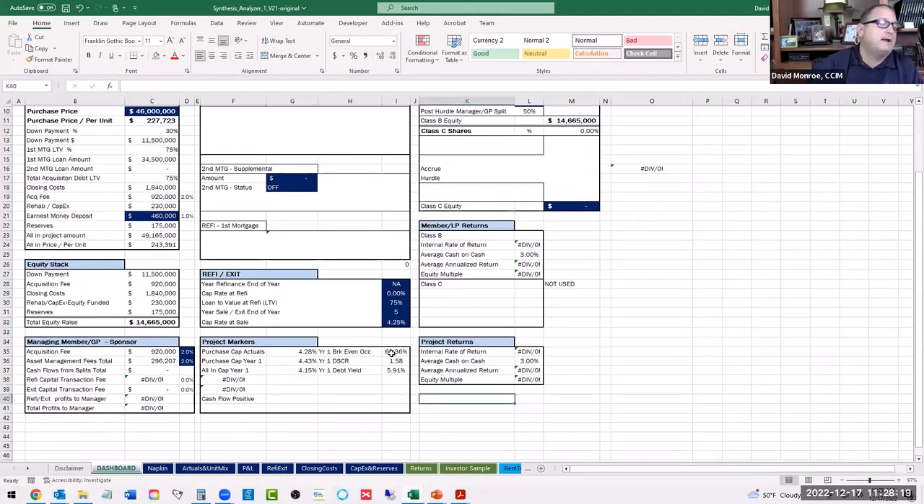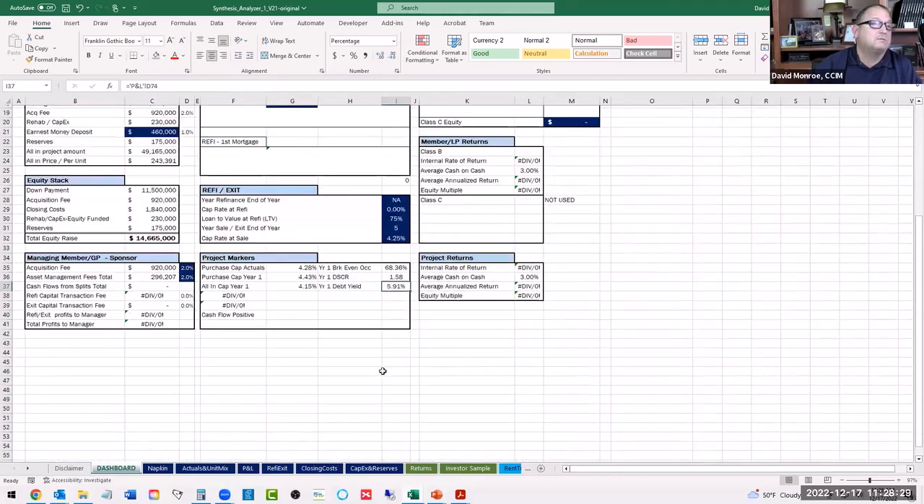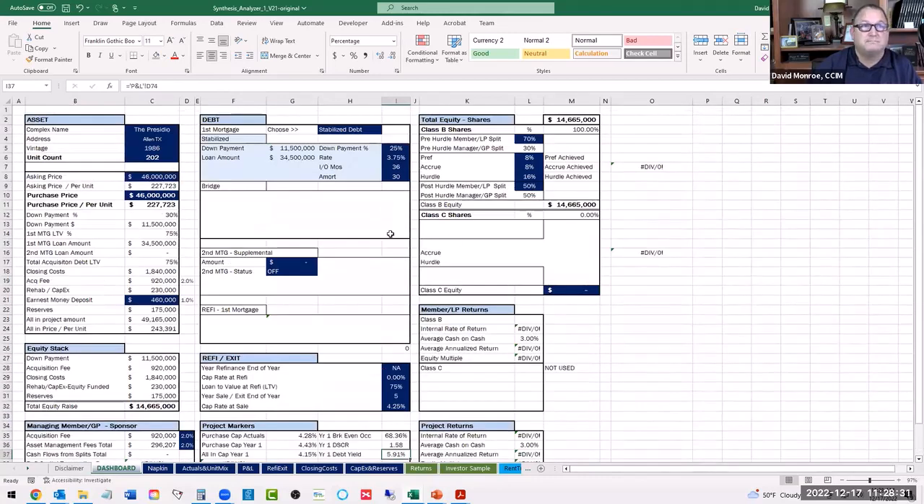So now we got break-even occupancy of 68. We got year 1 DSCR of 1.58, year 1 debt yield of 5.91. So numbers start to look okay at this point. Notice we have no reds. Okay, so based on the financials we put in and the rent roll off existing, now we did not normalize.